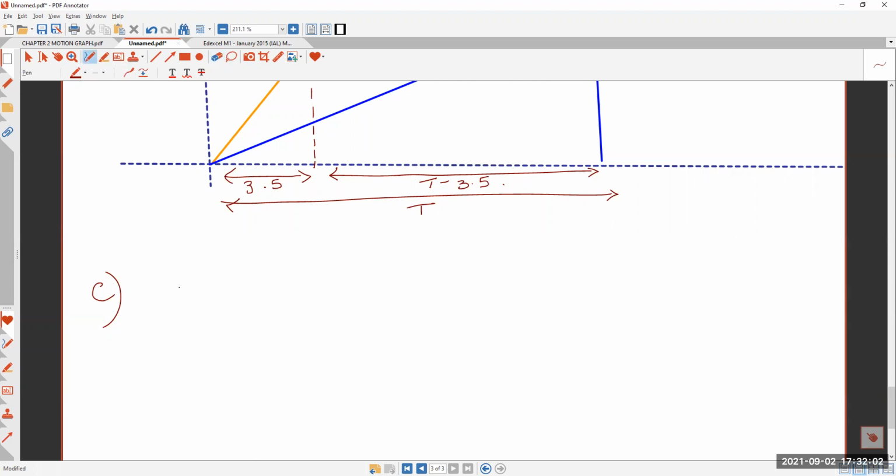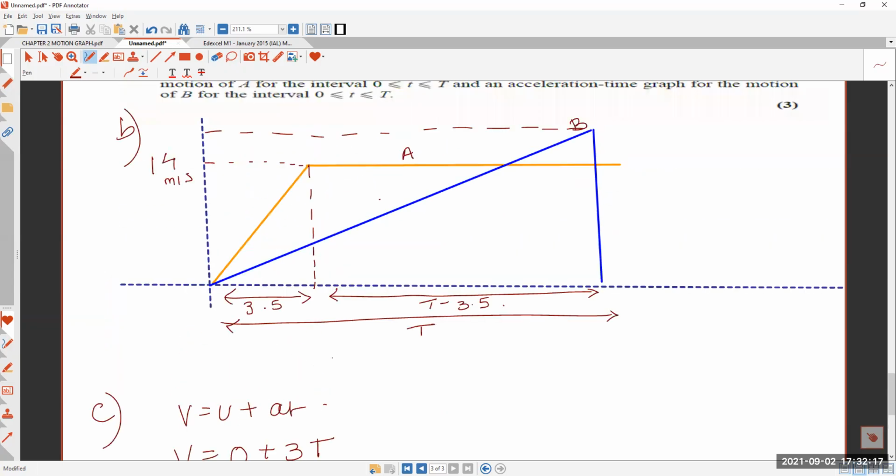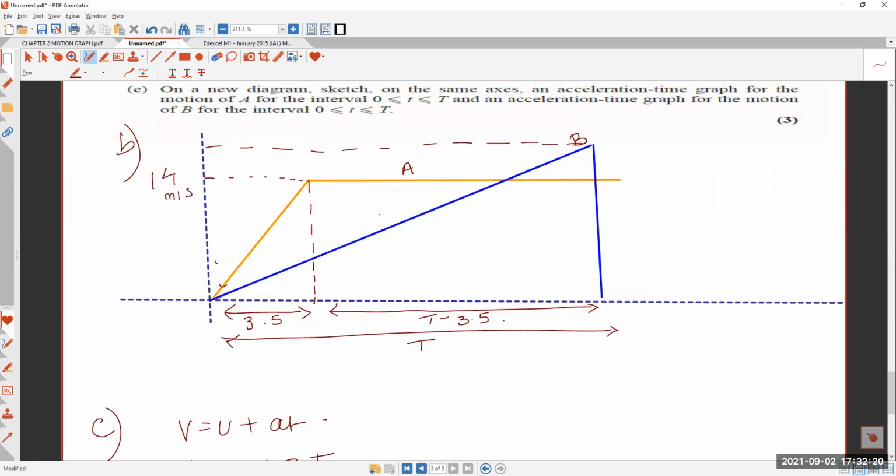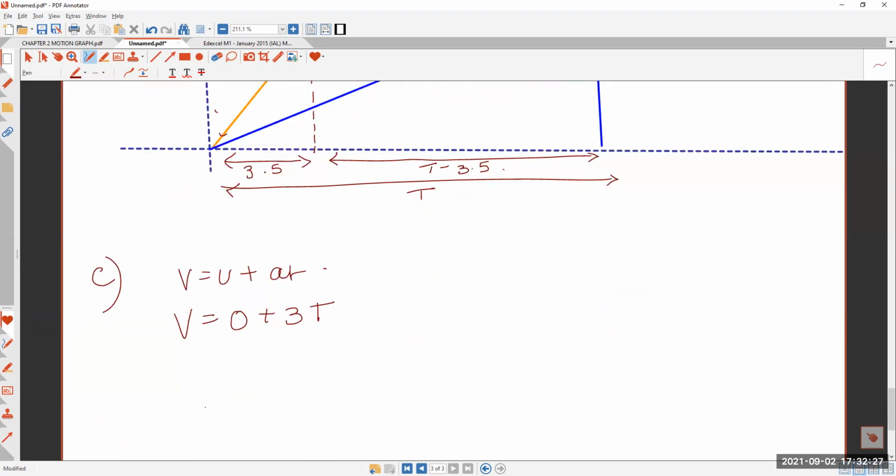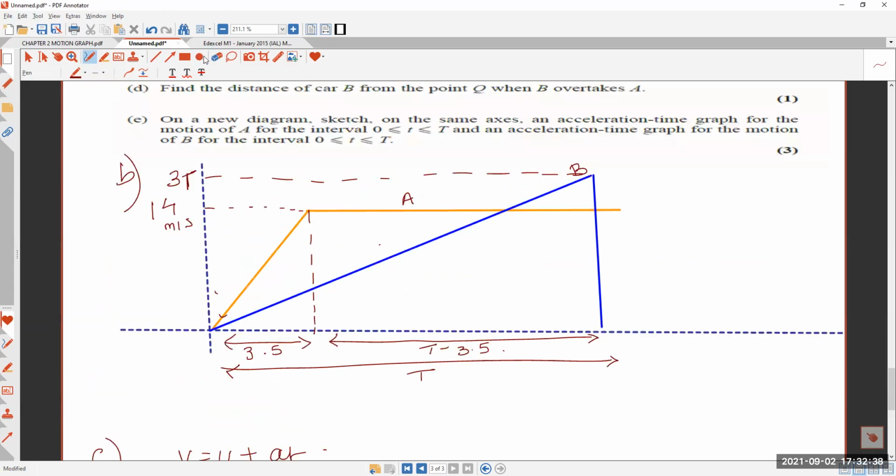So we know v is equal to u plus at. We have to find the final velocity. Initial velocity? How much is it? 0. Acceleration? 3. And total time taken is t. So final velocity is how much? 3t. Clear? Final velocity? 3t. So now if I do half base into height for the blue line, base? Big T. Height? 3t. Okay? This area under the graph will be equal to the yellow line, which is the trapezium.